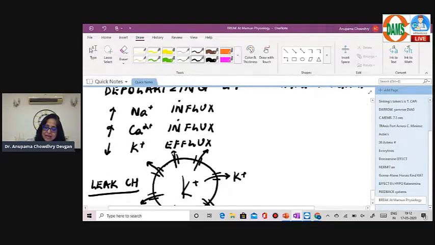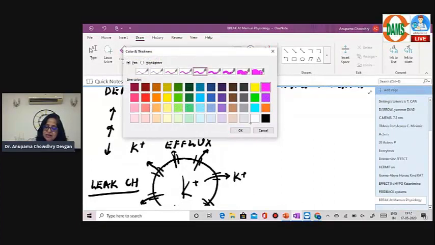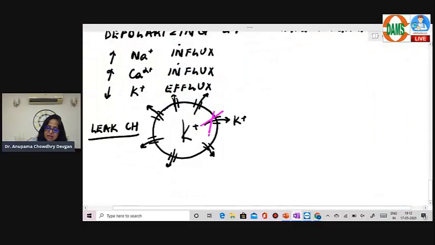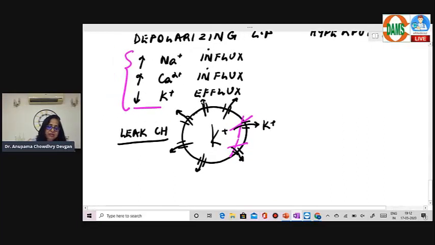Now, supposing by some mechanism, if I close some of these leak channels, what will happen to intracellular potassium? Increases. Positive charge increases inside the cell. And if positive charge increases inside the cell, the potential of the cell will become less negative. This is what is known as a decrease in potassium efflux. As a result of either an increased sodium influx, increased calcium influx, or a decreased potassium efflux, there is a net gain of positive charge. And net gain of positive charge means that the potential of the cell will go from more negative to less negative.